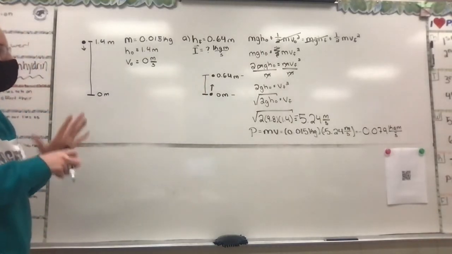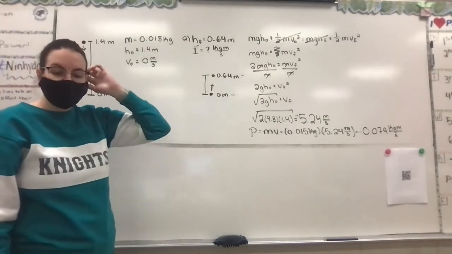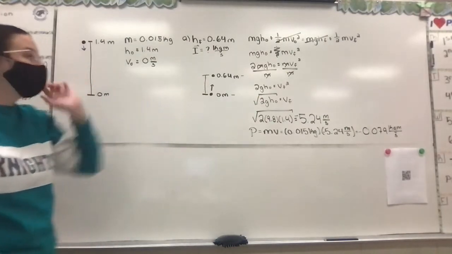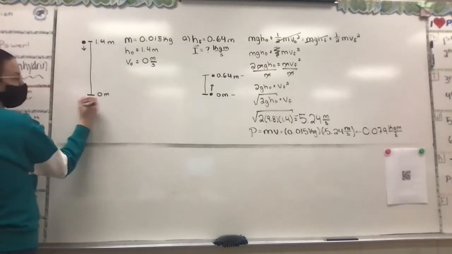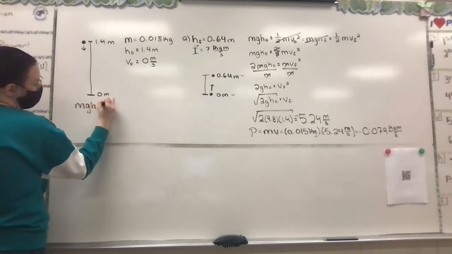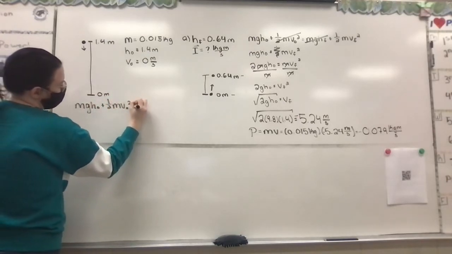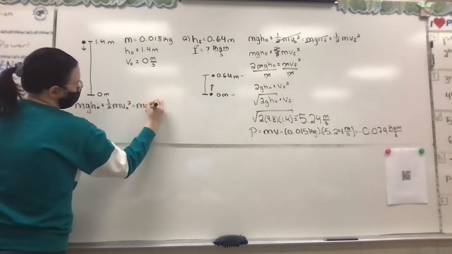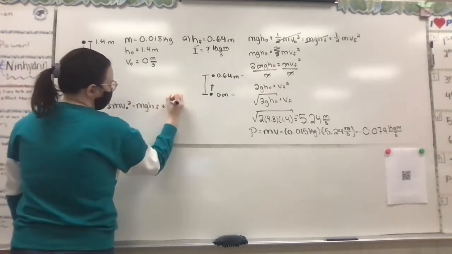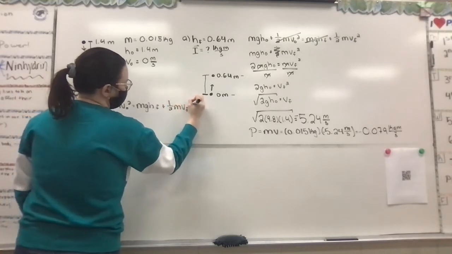Okay, so what we're going to do here is going to take some conceptual thought, okay? Because we're going to want to use, just like we did here, the mgh naught plus 1/2 mv naught squared is equal to mgh final plus 1/2 mv final squared. Okay?